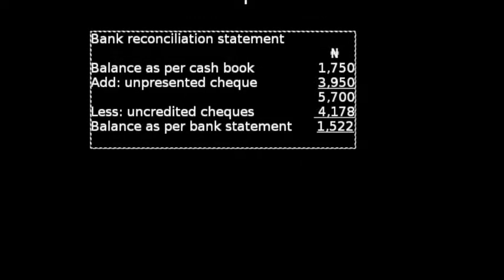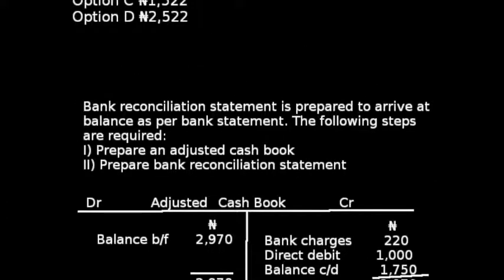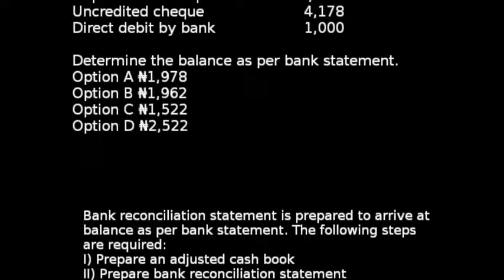This is the actual balance that is left at a given period in your bank account. So looking at that, let's go back to the options. We have option D to confirm that very figure. Option C to confirm that figure.